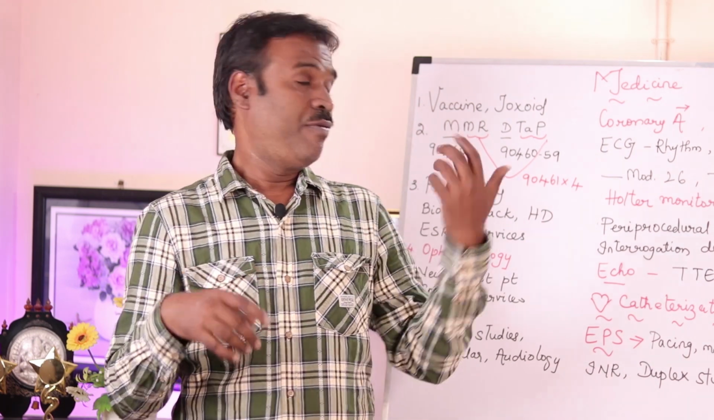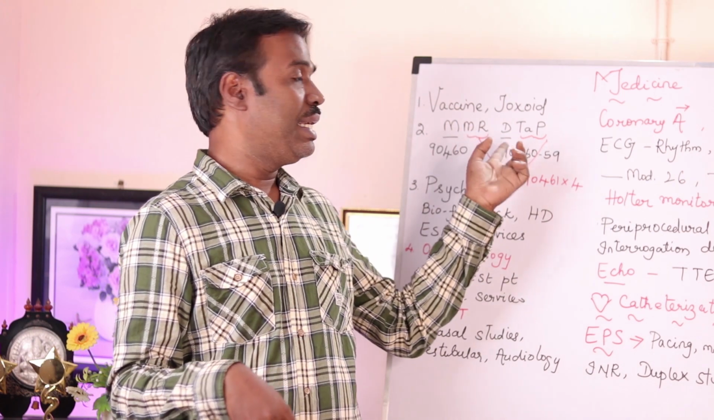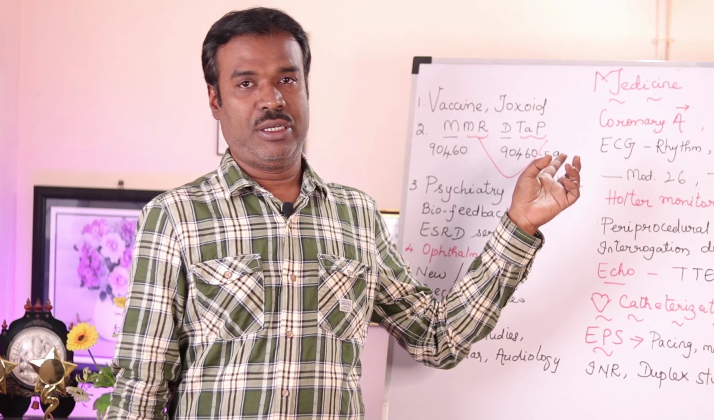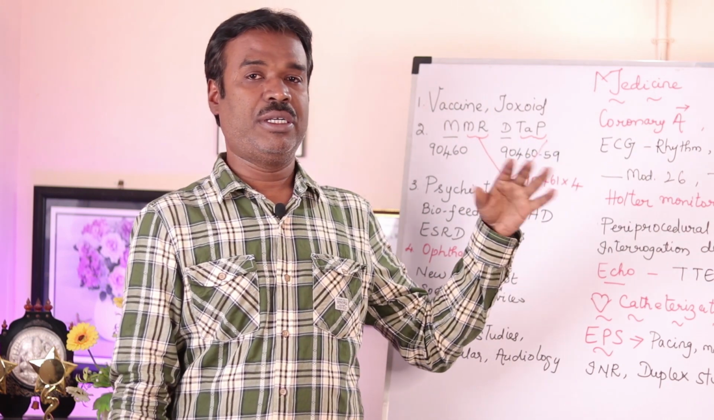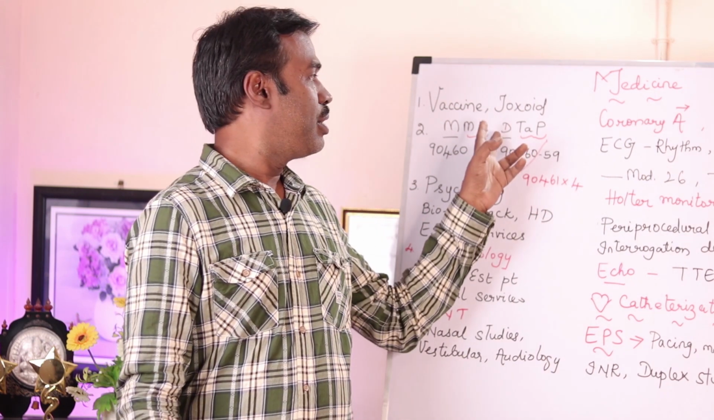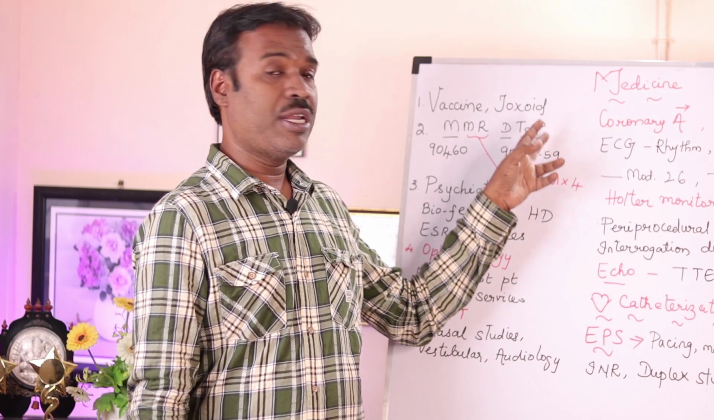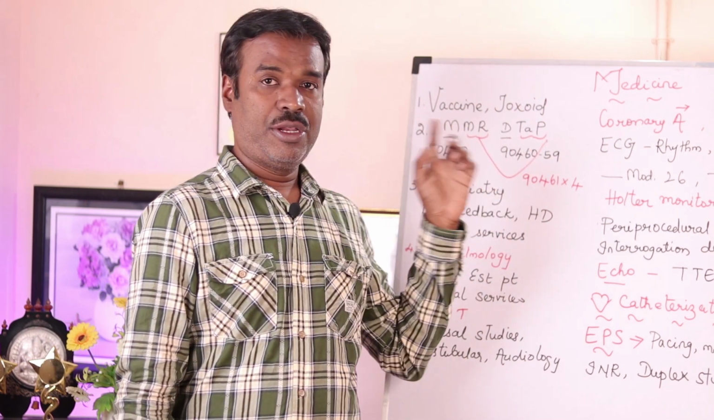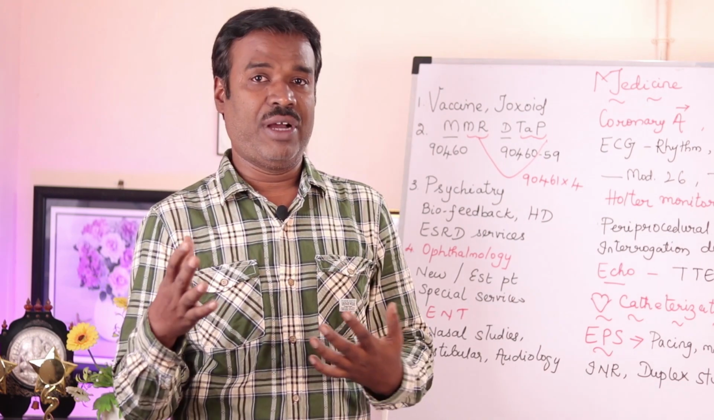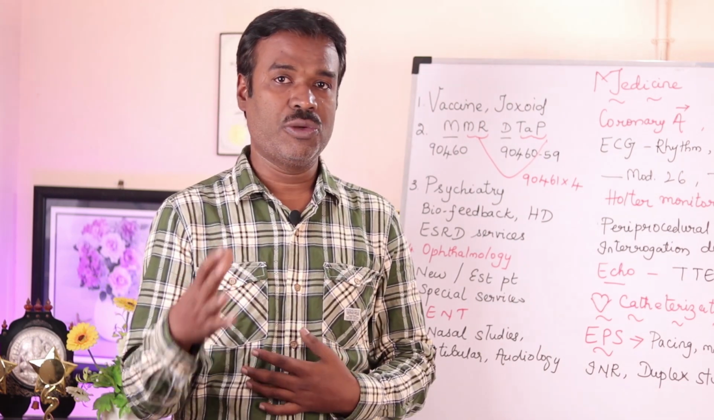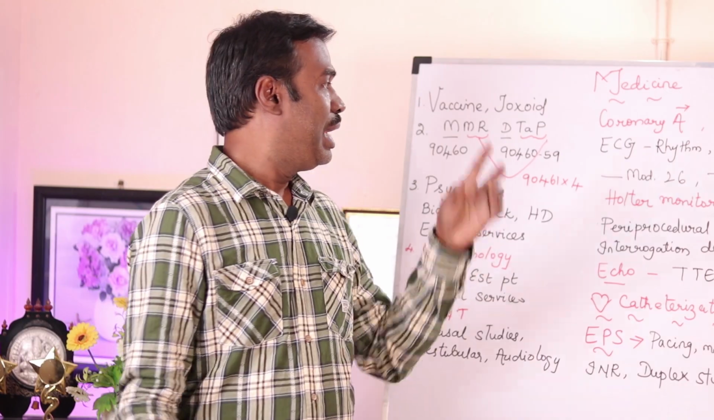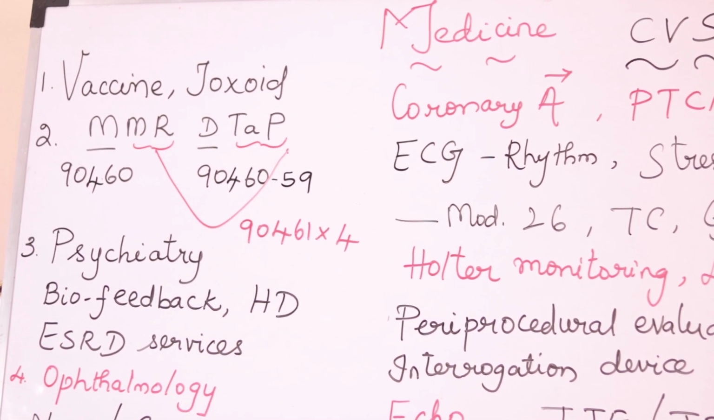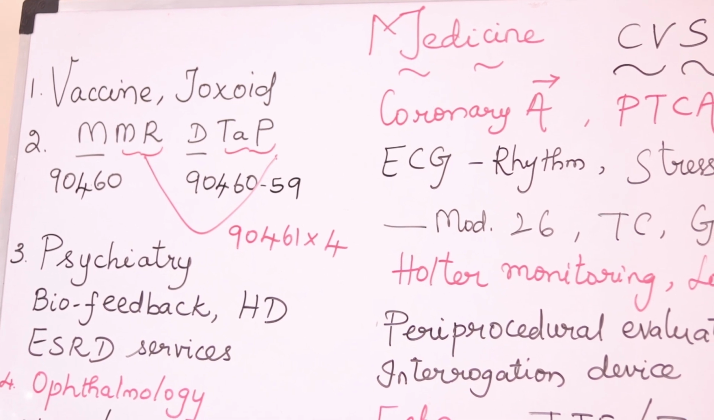Say, for example, if you see here MMR and DTaP. DTaP is diphtheria, tetanus and acellular pertussis. Pertussis is whooping cough. So this vaccine is given for diphtheria, tetanus and whooping cough. Now imagine if 2 of these vaccines are given without any advice, without any counseling to the patient or patient's mother. In that case we can simply report this as a 90471 and a 90472.